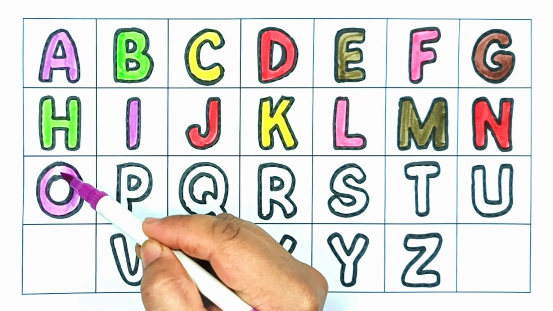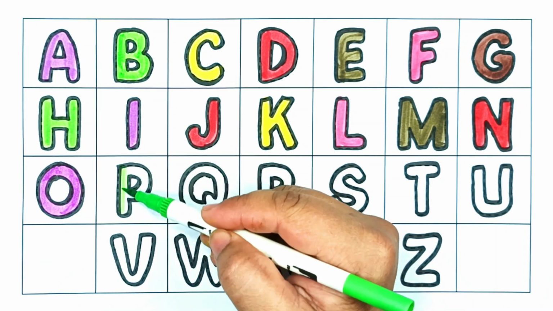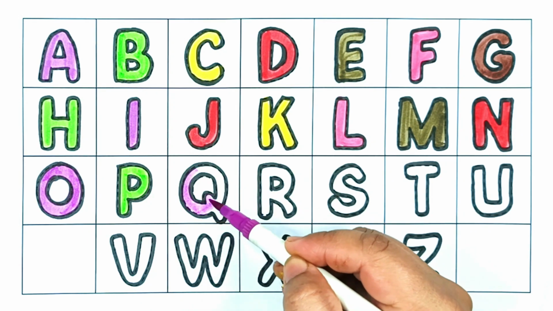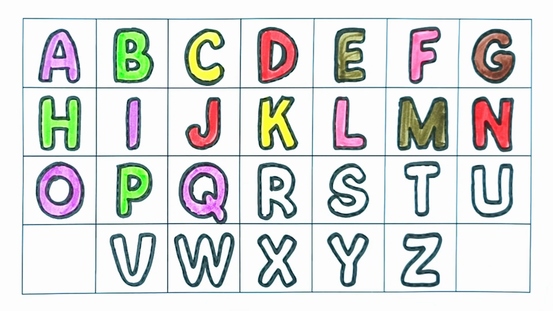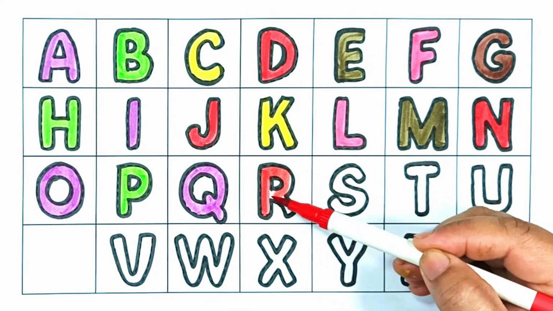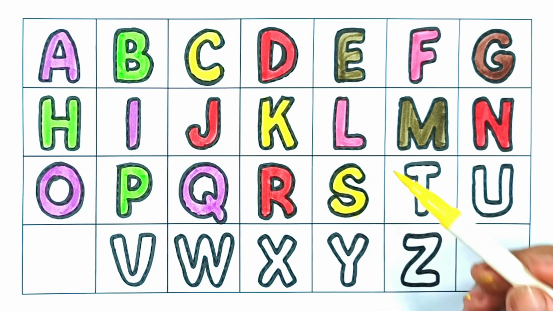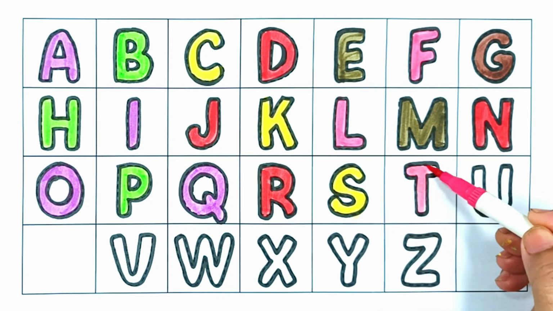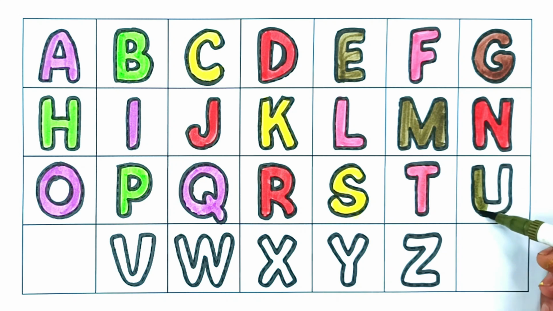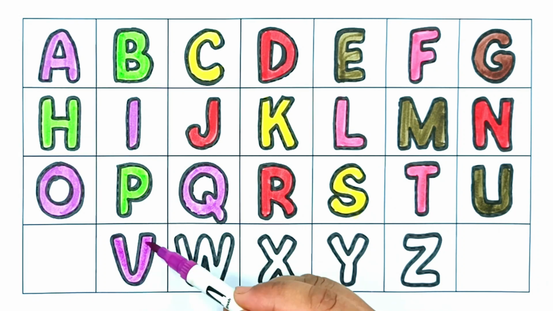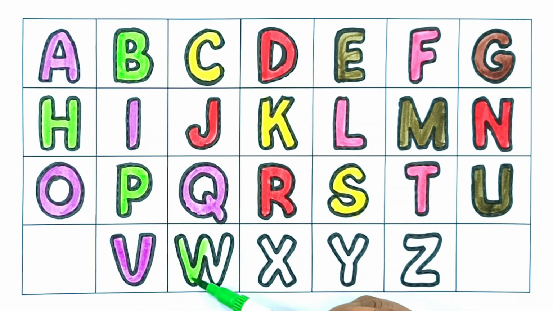O for onion, O for onion. P for pen, P for pen. Q for queen, Q for queen. R for ring, R for ring. S for star, S for star. T for train, T for train. U for umbrella, U for umbrella. V for van, V for van. W for watch, W for watch. X for xylophone, X for xylophone.